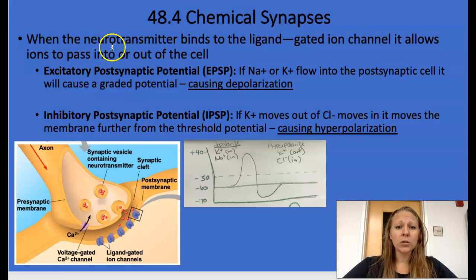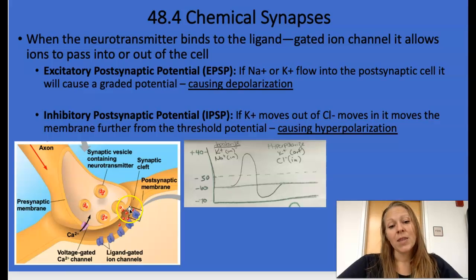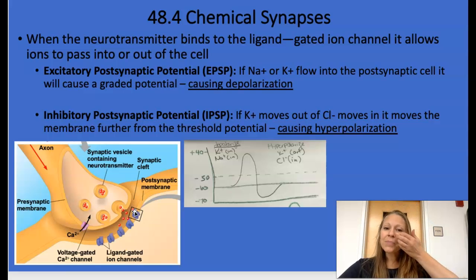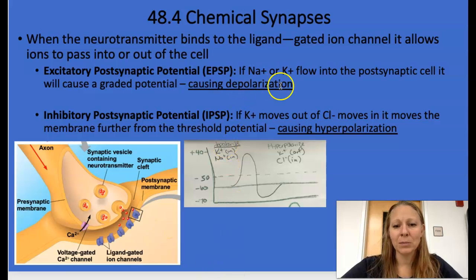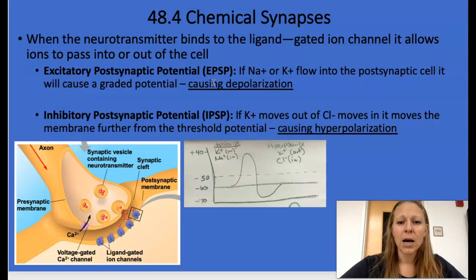When the neurotransmitter binds to the other side, it's going to be binding to a ligand-gated ion channel, basically a neurotransmitter-gated channel. And what it does is it allows different ions through. It's the neurotransmitter that bonds to the gate, but the gate is opened to ions. If it lets in some positive ions like sodium or potassium, that's going to depolarize our cell. It's going to make it a little bit more positive, and that's going to bring us closer to the threshold potential. So causing depolarization. Think EPSP, excitatory postsynaptic potential. This means that it is sort of exciting the nerve, and it's going to potentially cause an action potential.